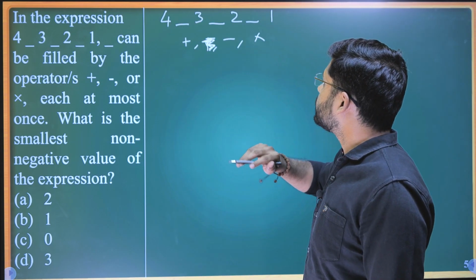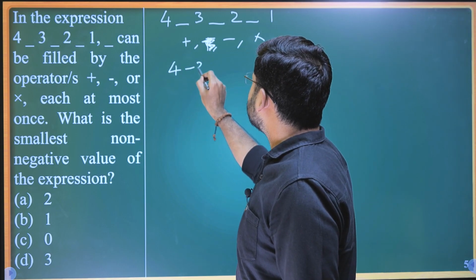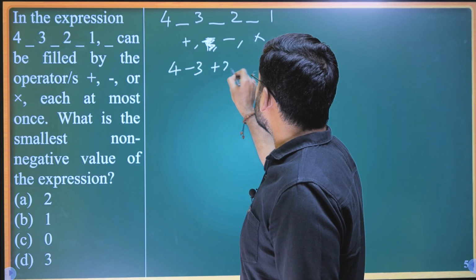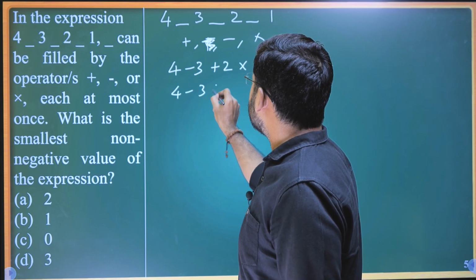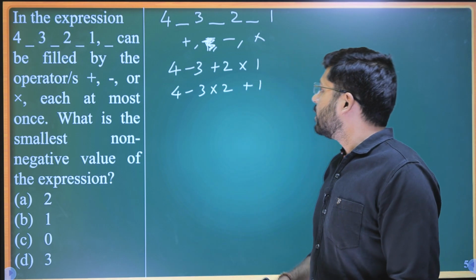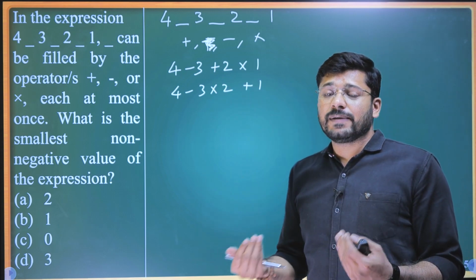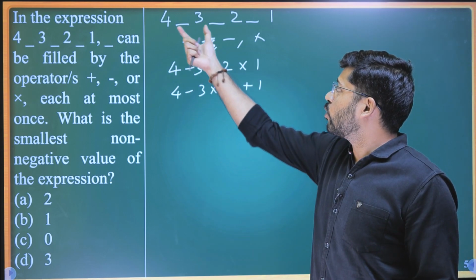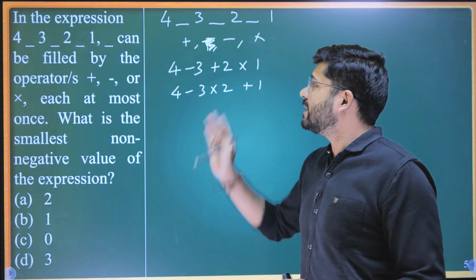So what we can do, we can try this: 4 minus 3 plus 2 into 1. Then we can try 4 minus 3 into 2 plus 1. Because we use the operators which give us big value. Plus and into, they will give us big values. Minus, it doesn't matter. 4 minus 3 is 1, 3 minus 2 is 1, 2 minus 1 is 1. It doesn't make any differentiation between them.